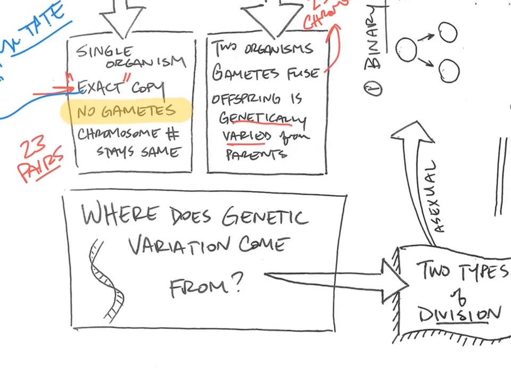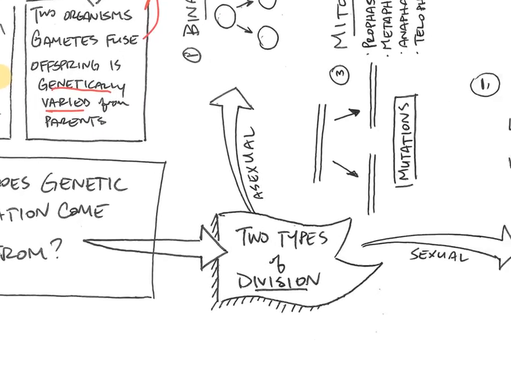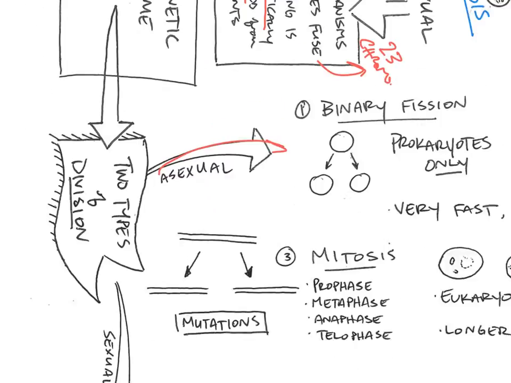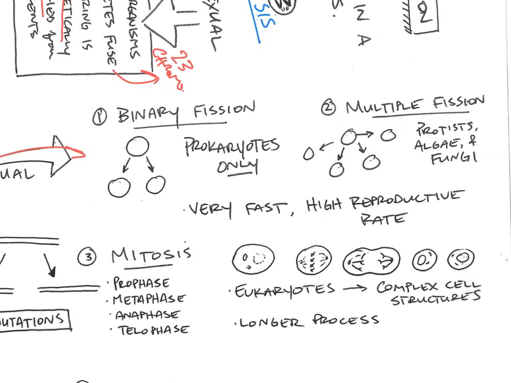Asexual reproduction, this would be like a mutation. So there's two types of division. We already talked about asexual versus sexual, so we are going to take a look at each of these, and we're going to go up the asexual. We're going to go that way first. So let me rotate this, and we'll look at asexual reproduction.